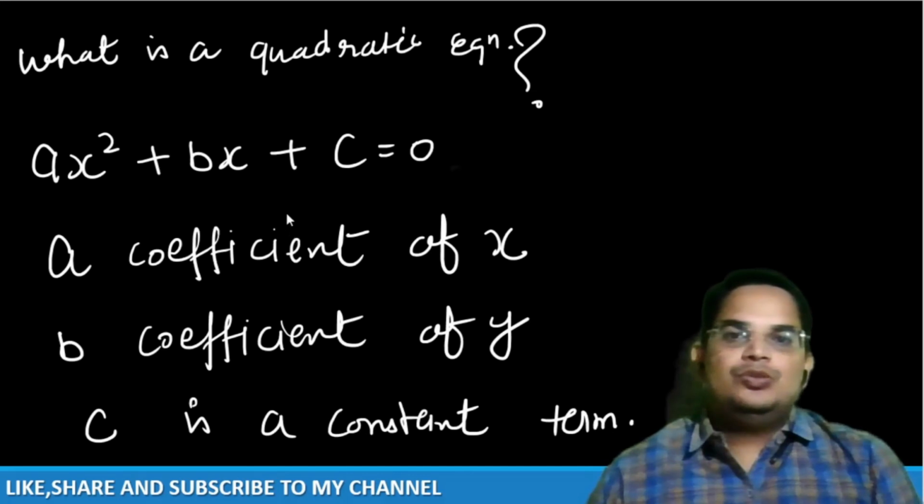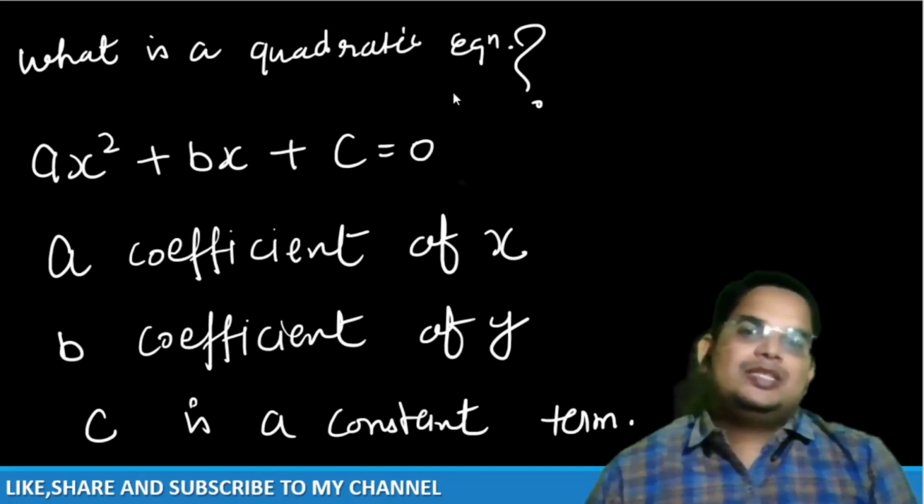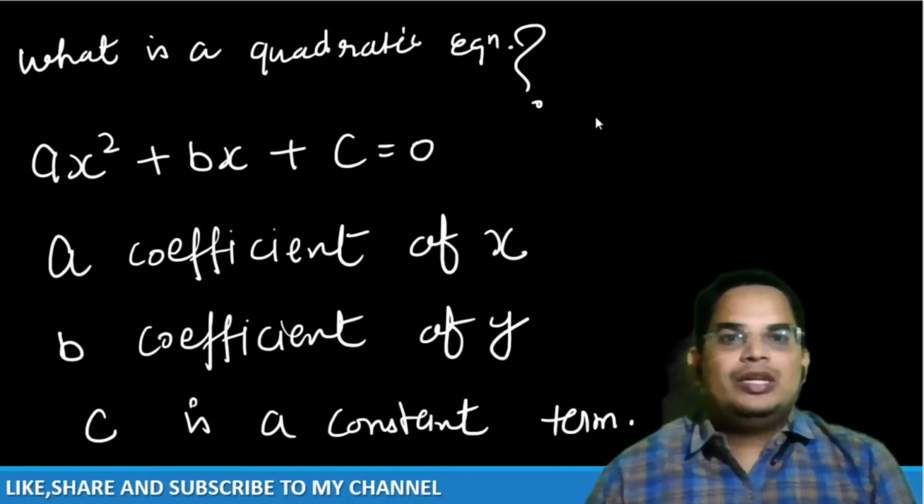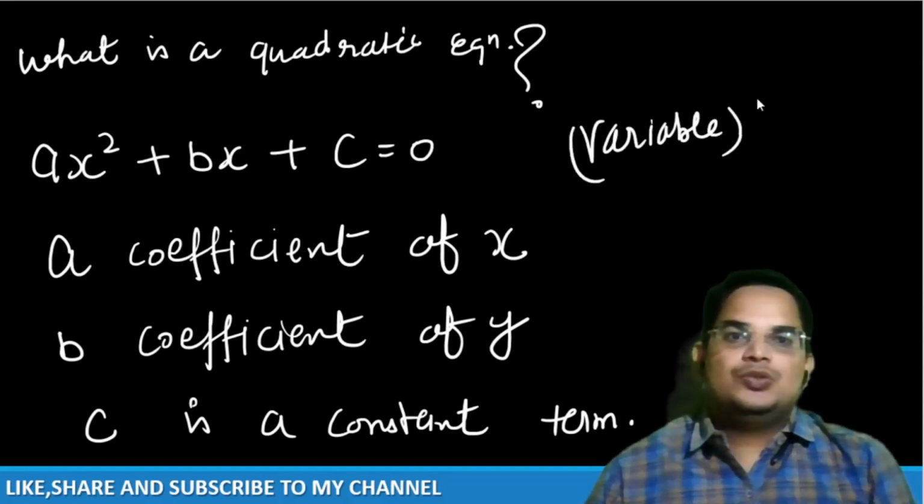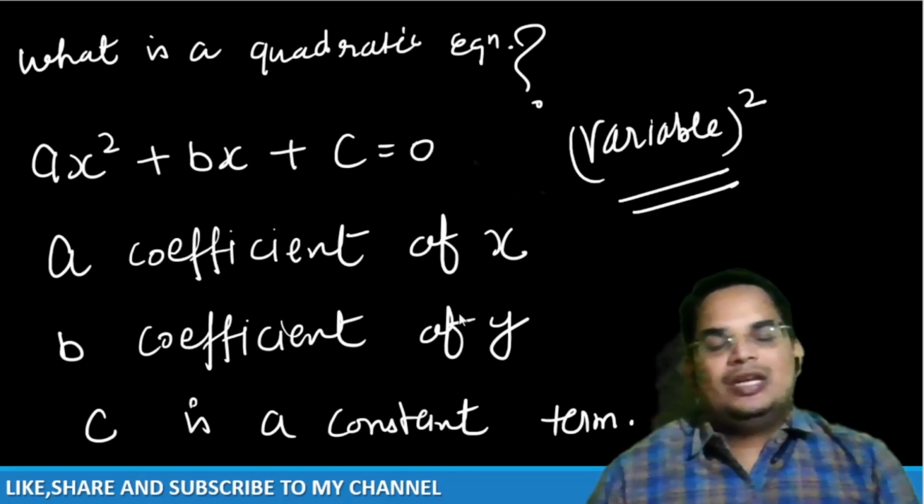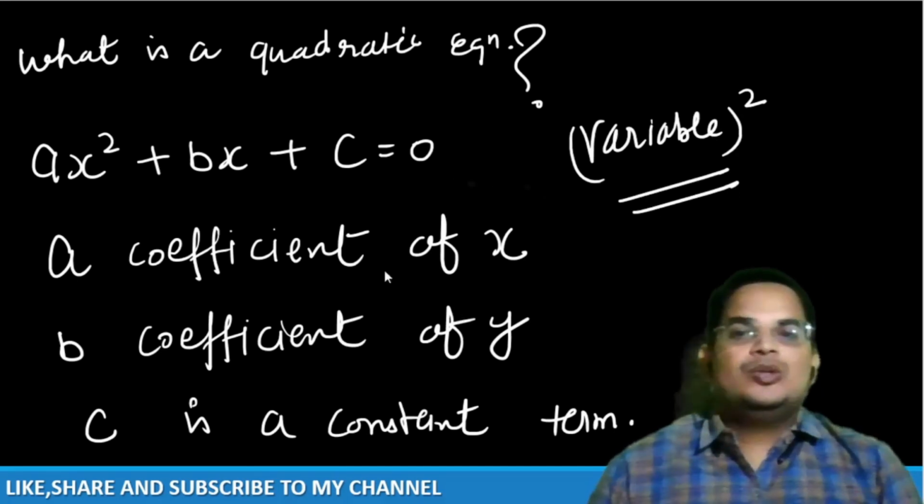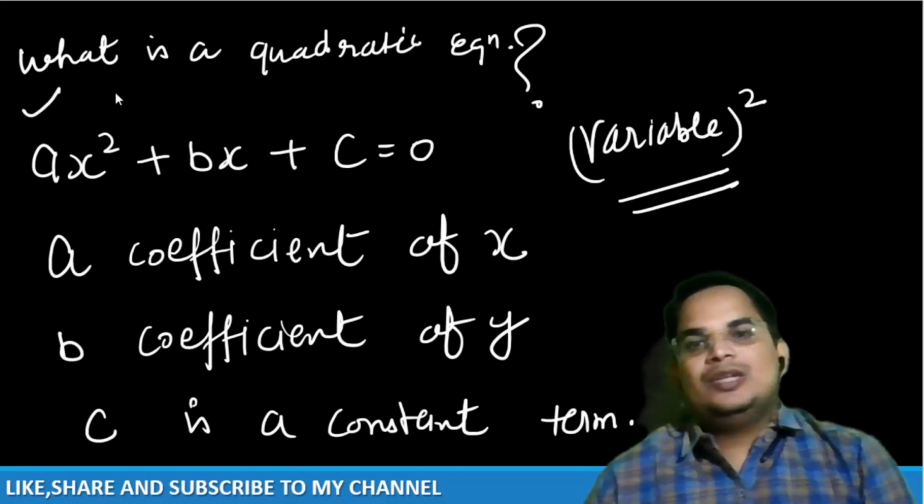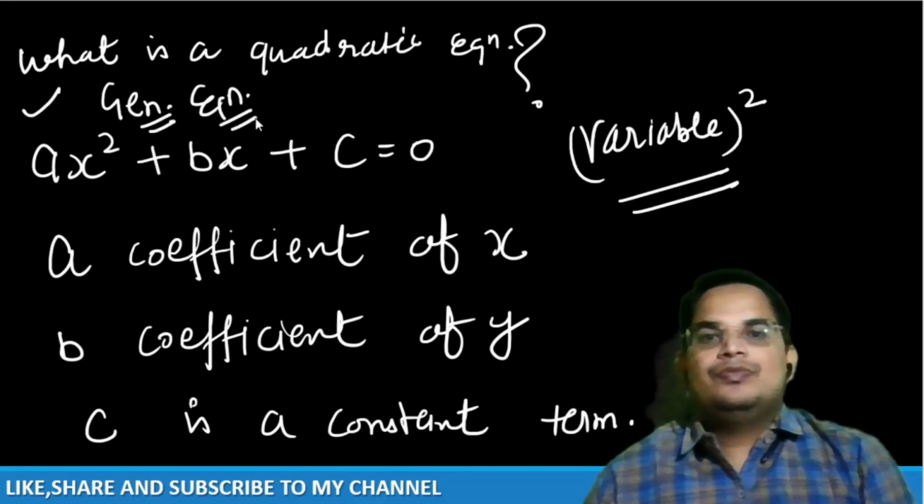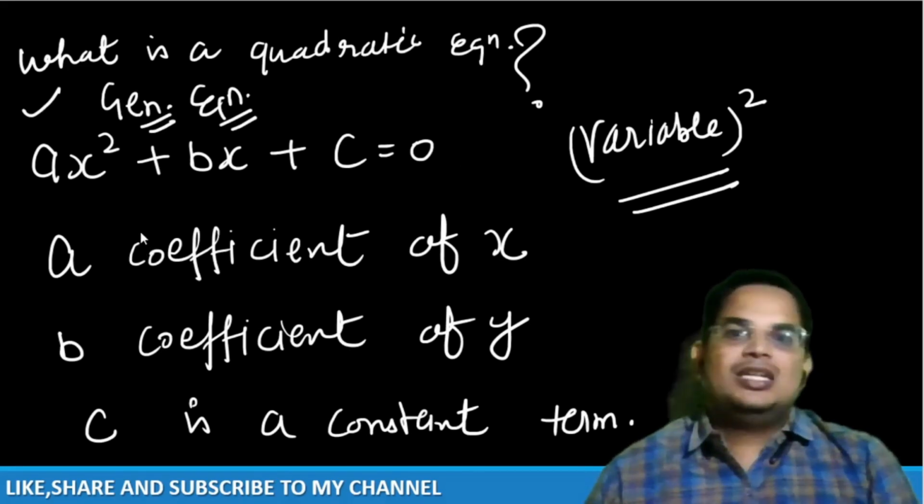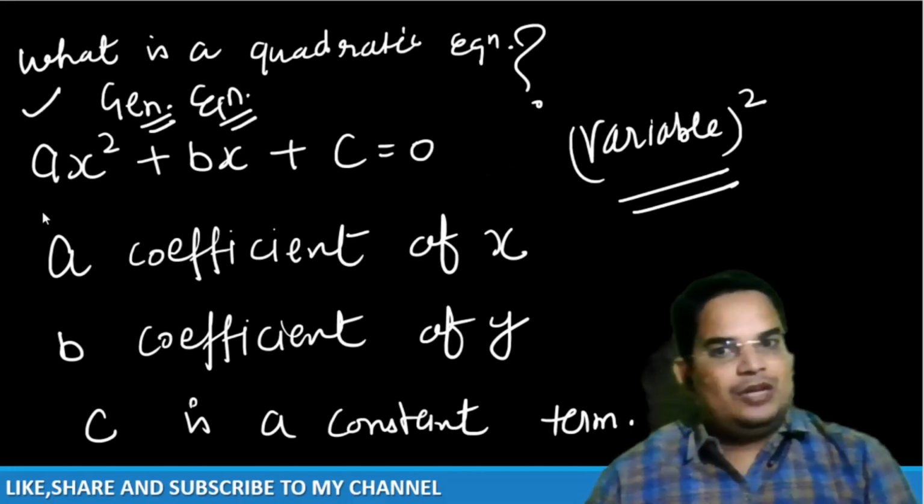So what I am telling you, if we are having any equation and in that particular equation the highest power of the variable is 2, you will say this is a quadratic equation. And this equation which I have written over here is the general form of a quadratic equation. So I hope all of you understood.